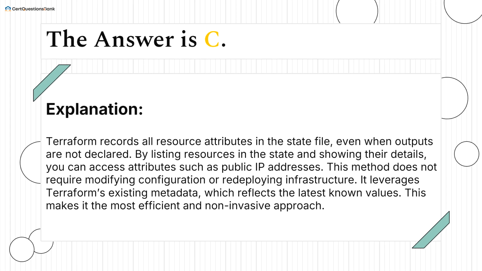Terraform records all resource attributes in the state file, even when outputs are not declared. By listing resources in the state and showing their details, you can access attributes such as public IP addresses. This method does not require modifying configuration or redeploying infrastructure. It leverages Terraform's existing metadata, which reflects the latest known values. This makes it the most efficient and non-invasive approach.